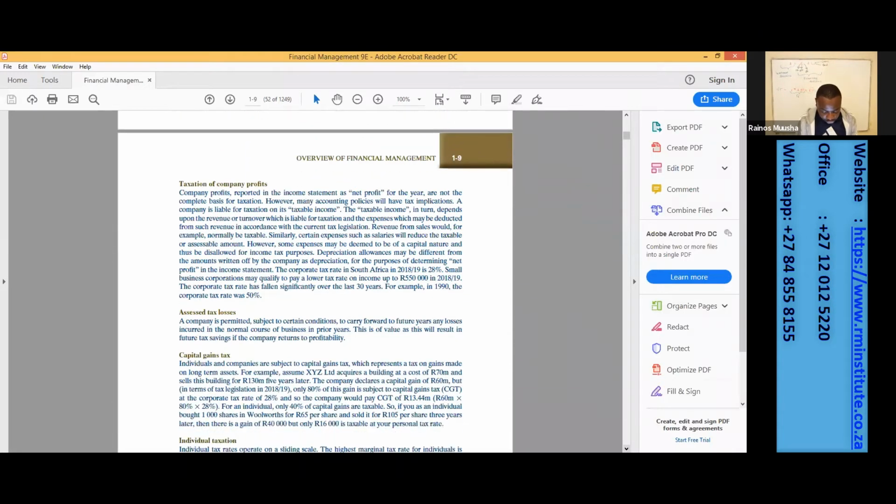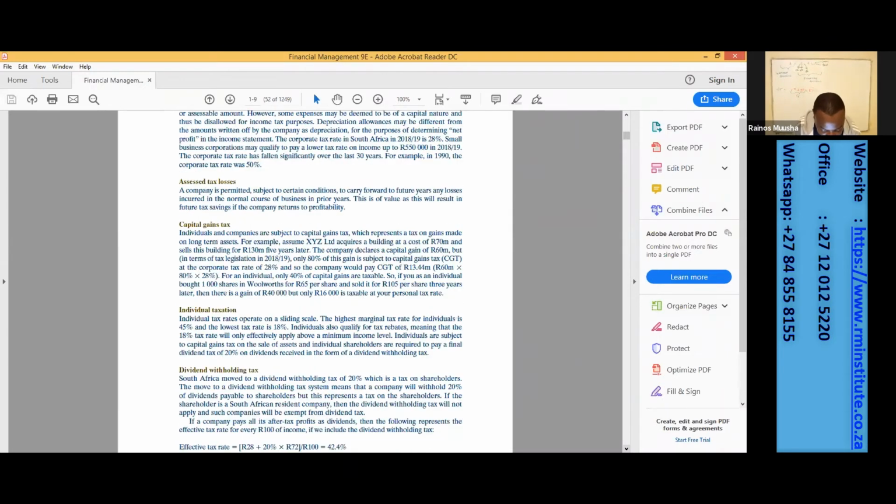Then there is also another issue of assessed tax losses. And here they say a company is permitted, subject to certain conditions, to carry forward to future years any losses incurred in the normal course of business in prior years. So this is of value, as this will result in future tax saving if the company returns to profitability. So if a company has any tax losses over the years, they can still claim against those tax losses when they start being profitable as well.